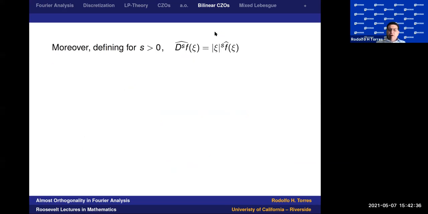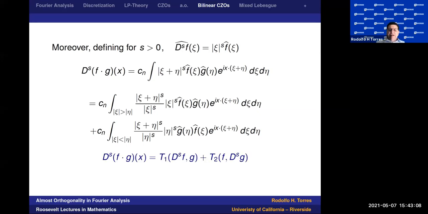So moreover, if we define fractional derivatives, where s could be any number, not just an integer, and I define the Fourier transform of this fractional derivative to be this expression here, then one can also show that the fractional derivative of f times g can be written in this way. So this gives me a kind of generic way to write certain bilinear operators in terms of the Fourier transform of the functions that are the entries of the operator.